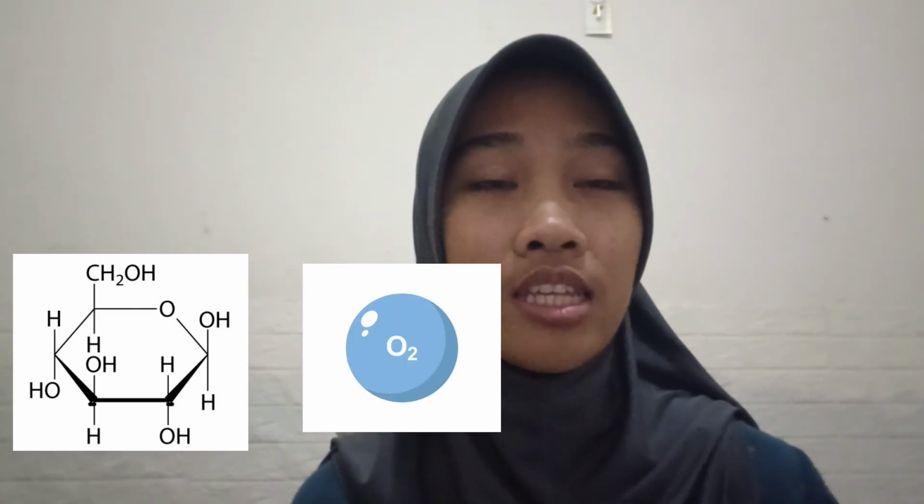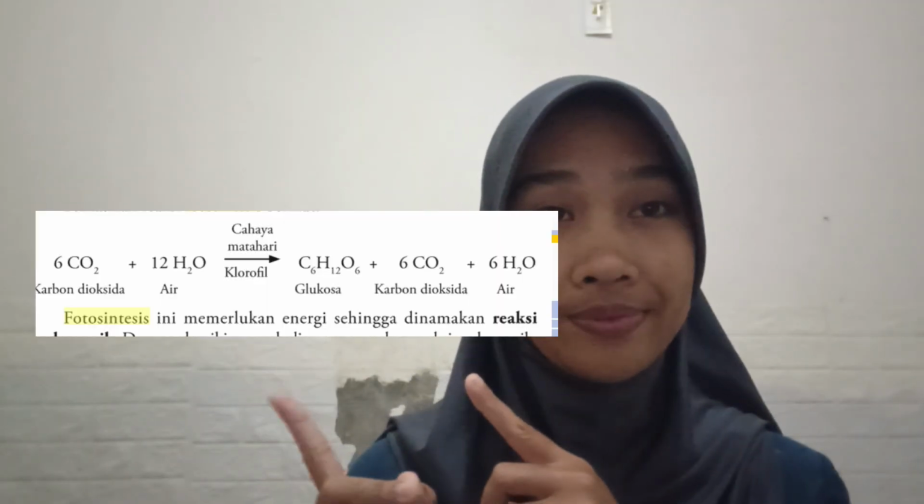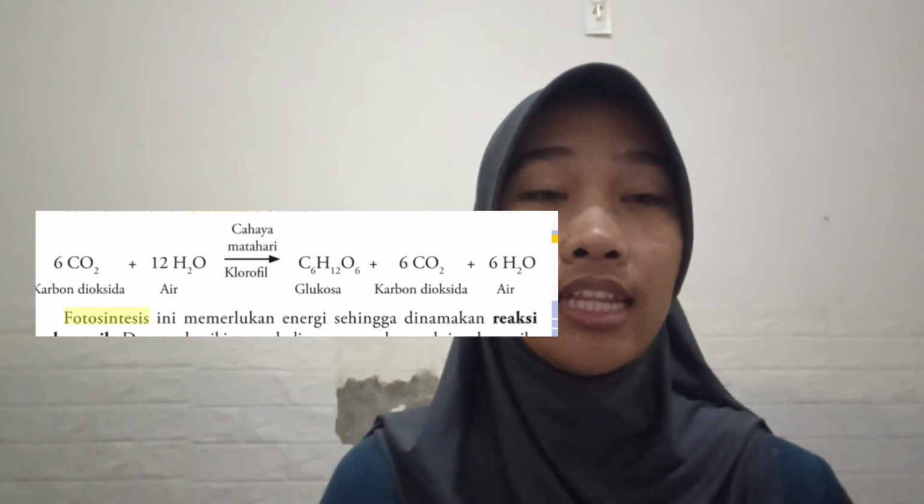During this process, plants use carbon dioxide, water, and sunlight to produce glucose and oxygen. The general equation of photosynthesis is like this. This means that carbon dioxide and water, with the help of sunlight, are converted into glucose and oxygen.